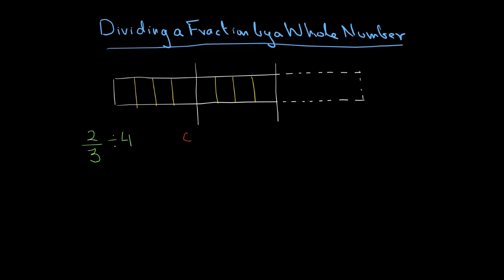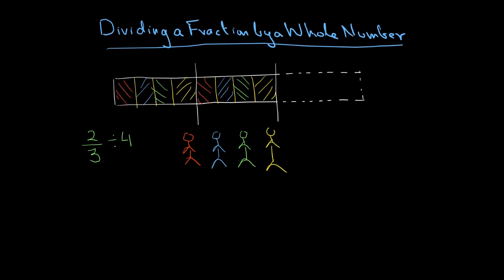So I can play the same thing that we did earlier. We have a red kid, the blue kid, the green kid, and the yellow kid. The yellow kid will get one portion from each. The green kid will get one portion from each. The blue kid will get one portion from each. And the red kid will also get a portion from each. Please note, that means they are getting two pieces each, and they're all getting equal pieces.